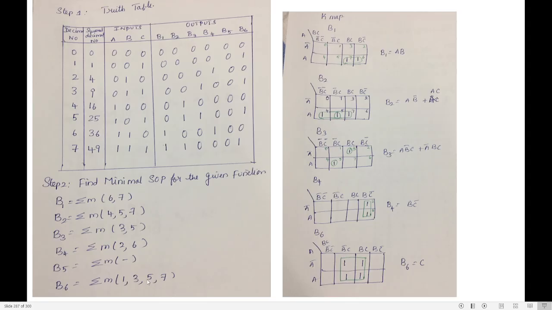Go to B6. 1, 3, 5, 7. Mark 1, 3, 5, 7. All ones. So all these four are adjacent together. So you can mark as a single quad. So what is common horizontally? A bar, A. Both are not common. So what is common vertically? B bar C, B C. What is common? C is common. So B6 is equal to C.